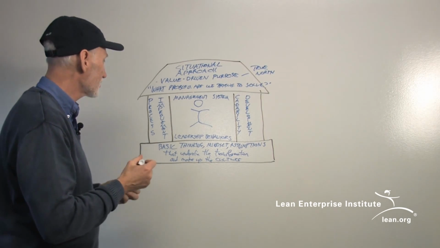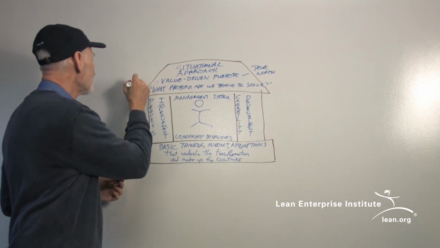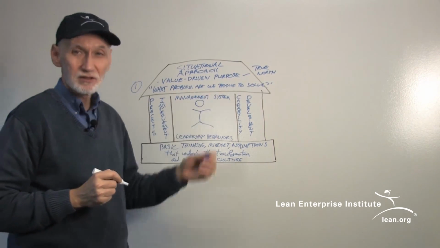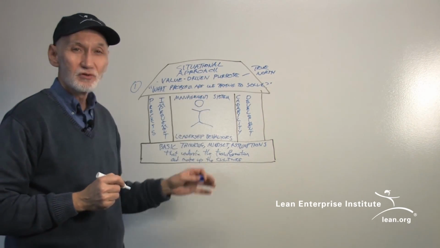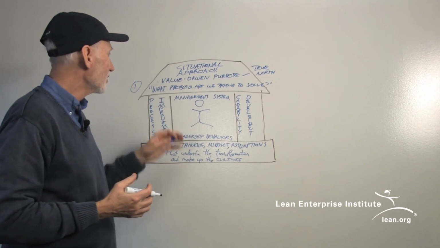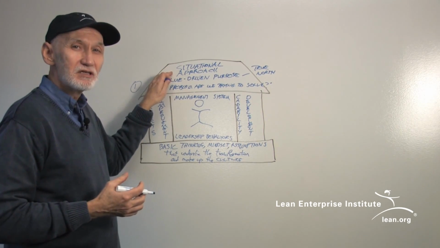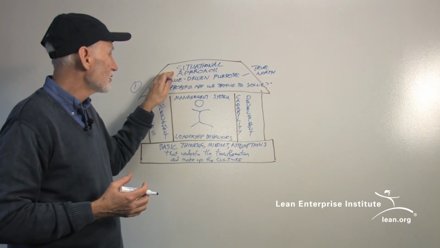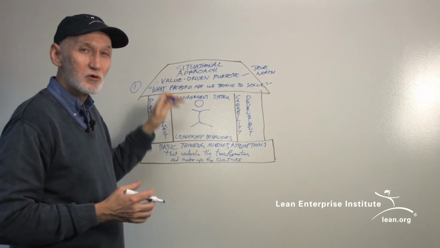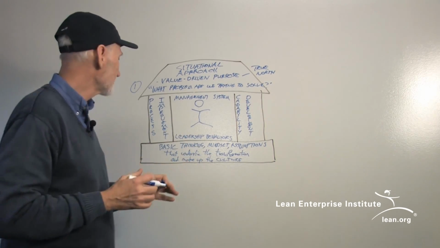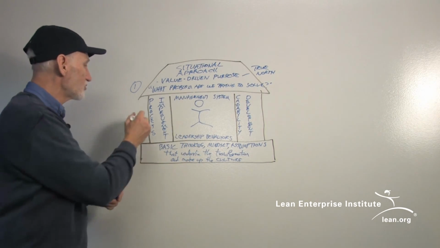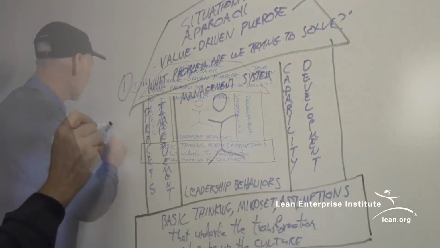The first we've already discussed here, which is, what problem are we trying to solve? Again, what is our true north? What value are we providing? This will then establish a target condition, which will determine the situational approach for this particular case. Then we'll go over to process improvement.